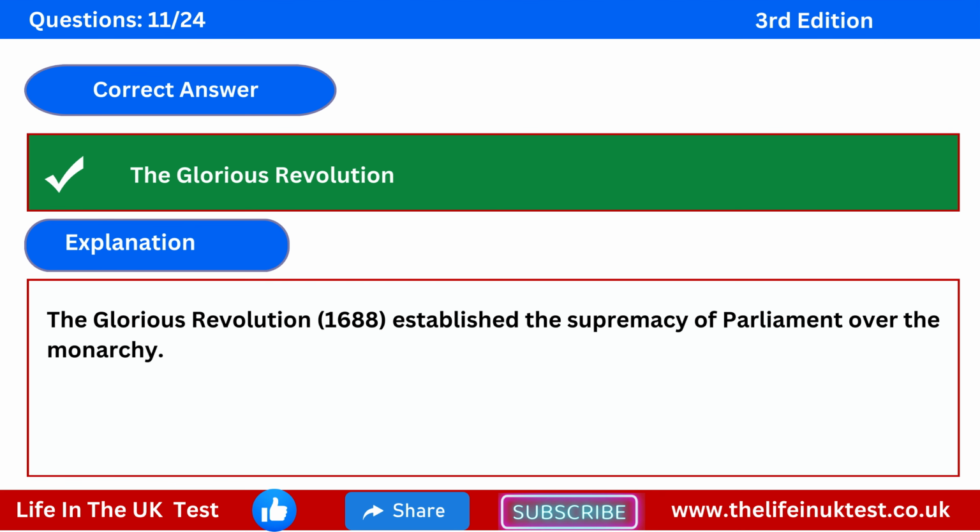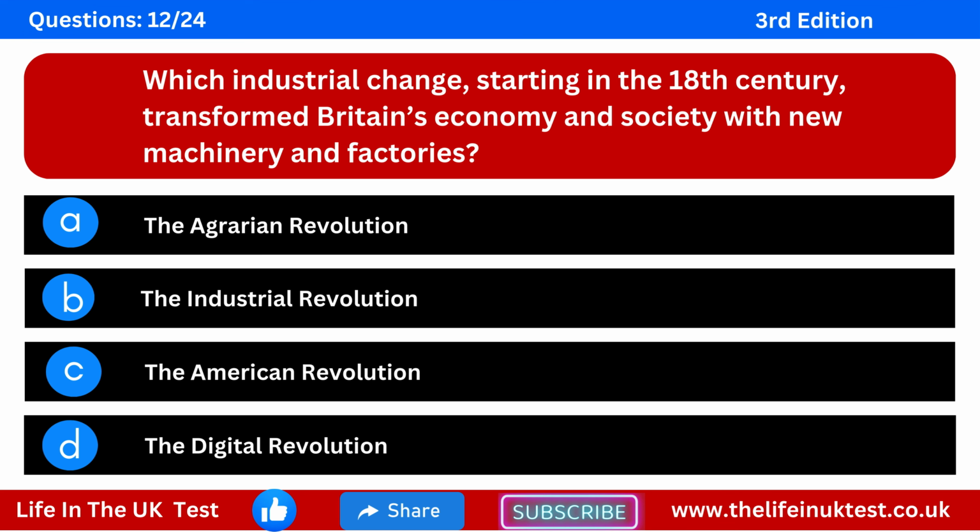The correct answer is the Glorious Revolution. Explanation: the Glorious Revolution, 1688, established the supremacy of Parliament over the monarchy. Question 12. Which industrial change, starting in the 18th century, transformed Britain's economy and society with new machinery and factories?